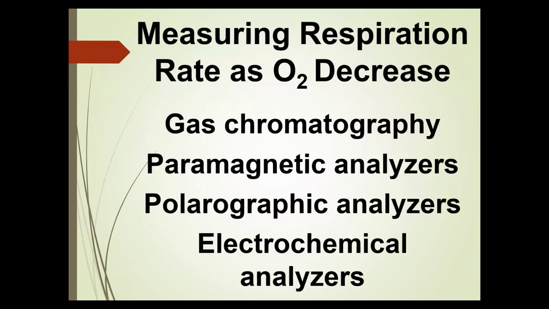We can also measure oxygen consumption as an indicator of respiration rate. This is also done using gas chromatography. Other methods are to use paramagnetic analyzers, polarographic analyzers, and electrochemical analyzers. However, as a rule, you will find that most people measure respiration as CO2 production rather than oxygen consumption because it's easier to do.